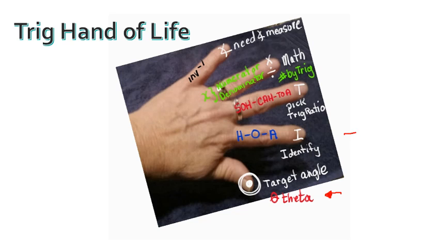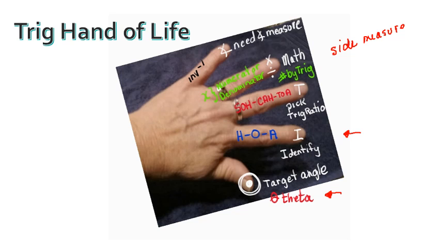Next, identify your hypotenuse, your opposite, your adjacent, your HOA. Then you're going to pick your trig. Do you want to use sine, cosine, tangent? Now we're ready to use the math. This is to find a side measurement.